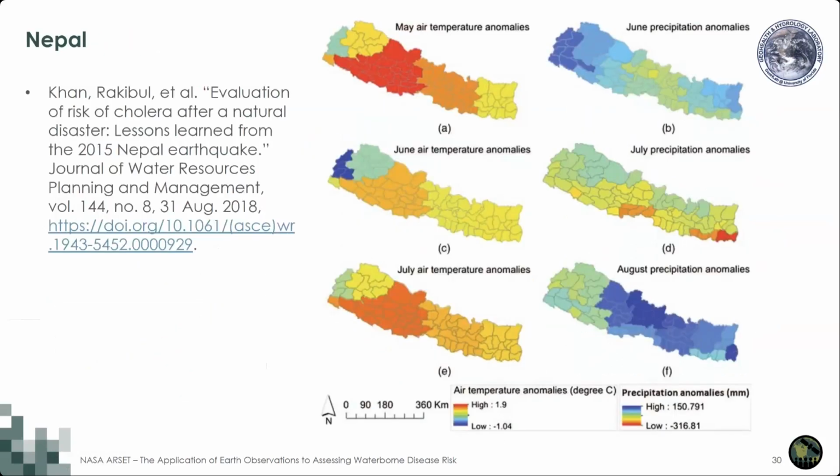And this is another look at Nepal. Before that earthquake, we also looked at just using the precipitation and temperature anomalies to identify high-risk areas. And what we found is that the accuracy of our predictions pretty much lined up with where the cases were being reported in that region.